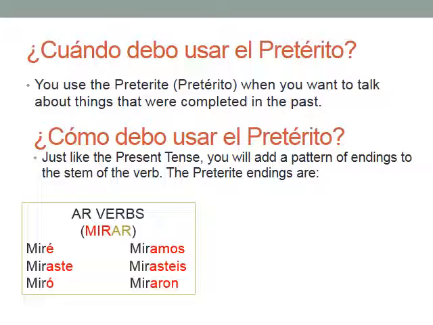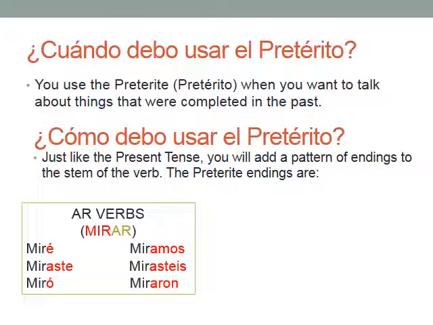So let's look. In the yo form, it's é. So miré. Yo miré. I looked at. For the tú form, for AR verbs, it's aste. Tú miraste. You looked at. For él, ella, usted, it's ó. Él, ella, o usted miró. So he looked at, or she looked at, or you looked at, because remember, usted is you. It's formal, but we use it in the third person singular.